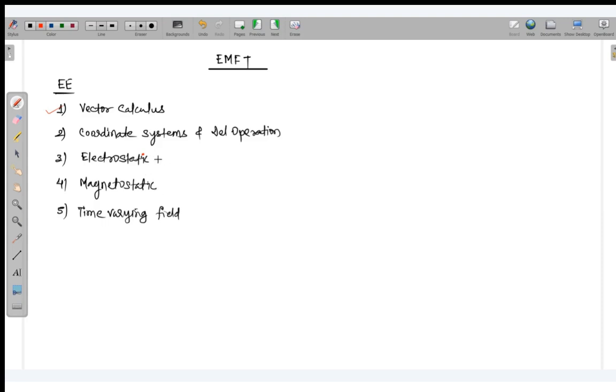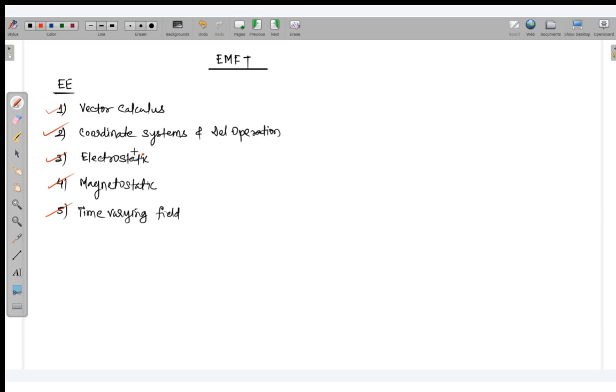So the vector calculus, we will discuss only the part which is required for our further topics or the overall subject. Similarly, the coordinate systems and del operator, and electrostatic and magnetostatic we will definitely cover in detail, because these are the topics which have weightage in our exam, and time varying field. So the electronics students should also learn these things, even though it is not mentioned in the syllabus directly, but they ask the question directly from these topics, electrostatic and magnetostatic.